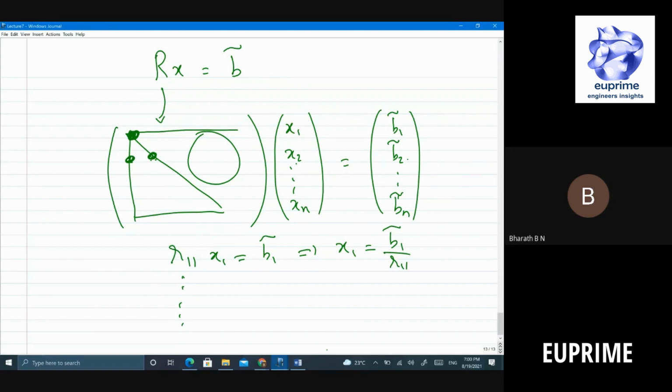Keep that in mind. Is that fine? Any questions? This is the first decomposition that we looked at.